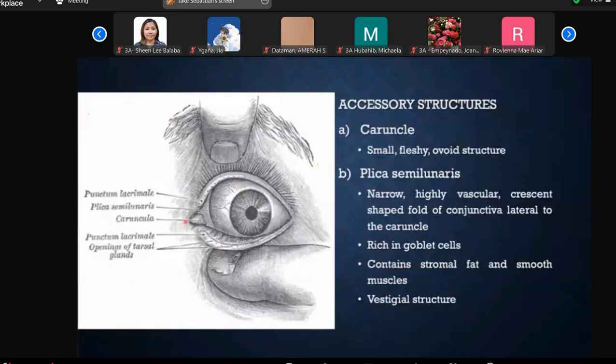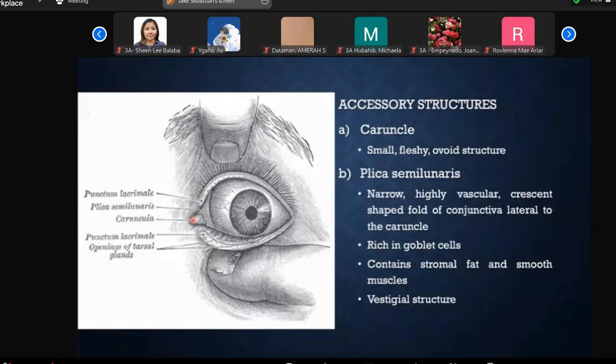So the caruncle, this one here, the fleshy mass that you see in the medial portion of your eye, is a fleshy ovoid structure, but it's rich in goblet cells. So goblet cells produce the third layer of the tear film, which is the mucin. So again, the tear film, 90% is comprised of water from the lacrimal glands. The meibomian gland produces the lipid layer, which is above the aqueous layer. And then the mucinous layer is produced by the goblet cells.